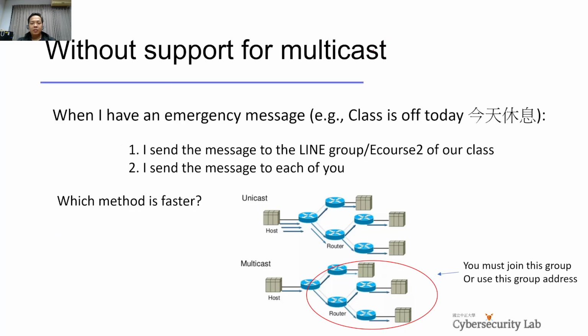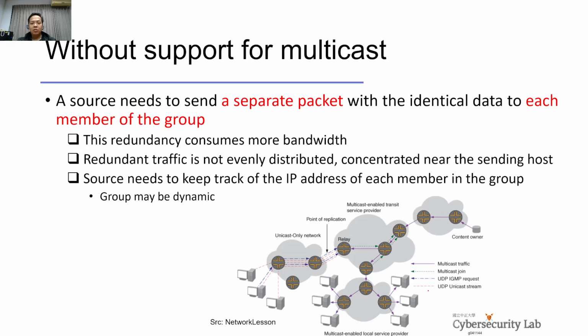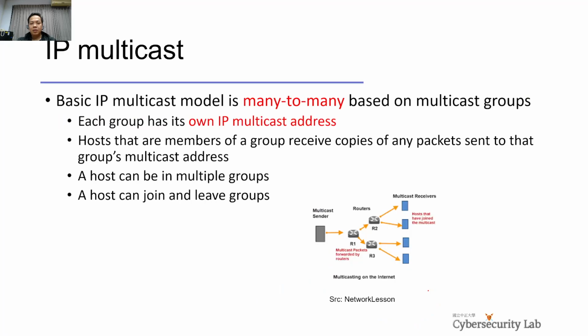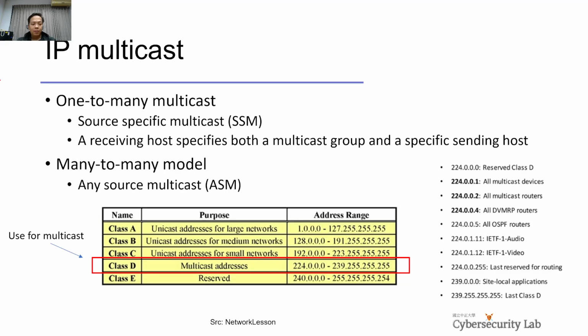Without multicast, we need to send the message one by one, or we need to send to all, right? So with multicast, I need to select one group. Yeah, so it's more suitable for selected multicast. You can apply many to many, and each device in this multicast needs to have a special address. Over here we have a class D.